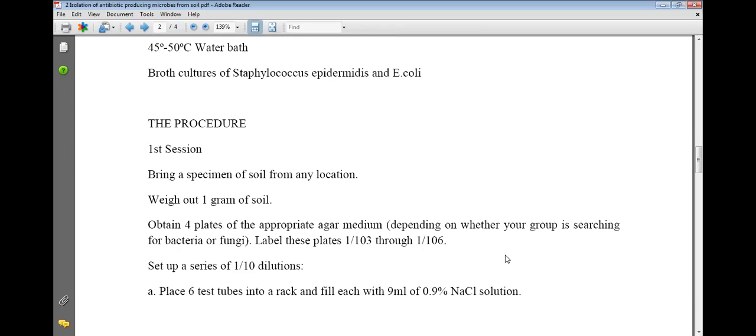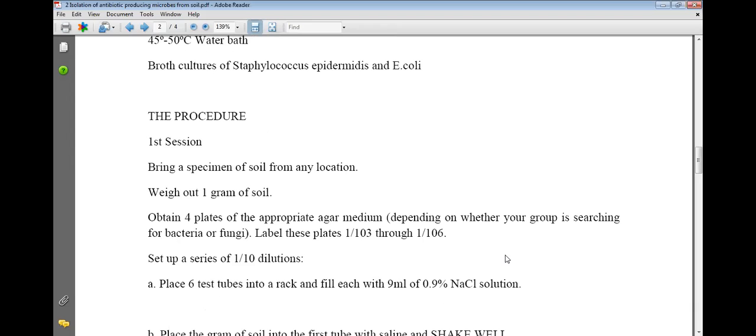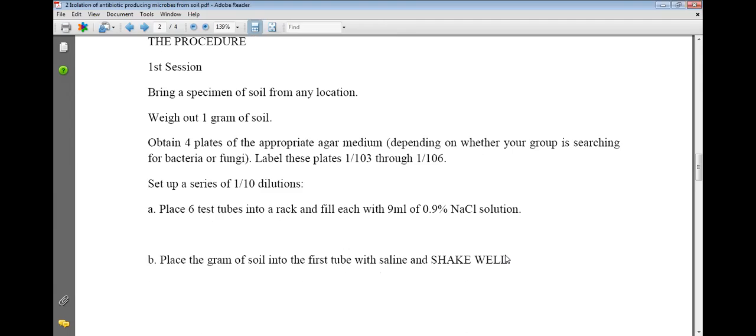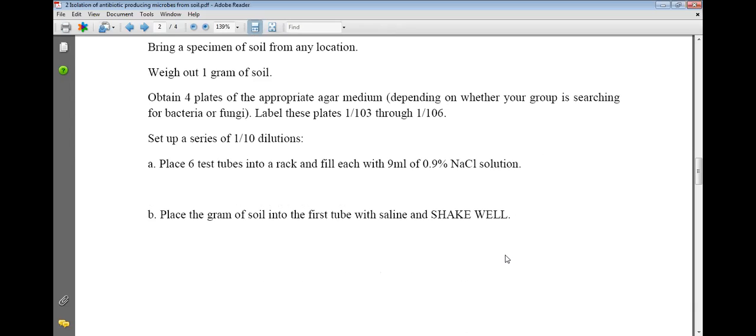The procedure in the first session: bring a specimen of soil from any location and weigh up to 1 gram of soil. Obtain 4 plates of appropriate agar medium, depending on whether your group is searching for bacteria or fungi. Label these plates 1 upon 10^3 through 1 upon 10^6. Set up a series of 1 to 10 dilutions.